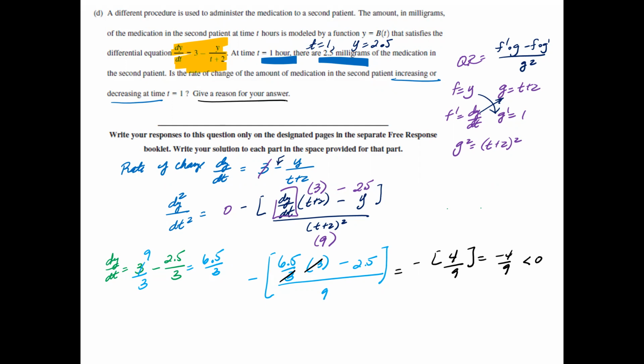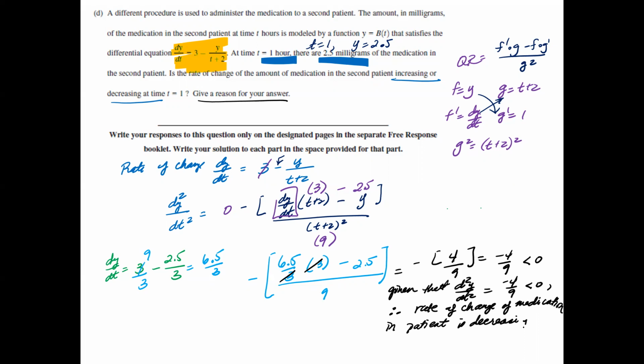Because it asks you to give a reason, what you can say is, given that d squared y over dt squared is equal to negative 4/9, which is less than 0, therefore, the rate of change of medication in the patient is decreasing at t equals 1 hour. And that is sufficient for this question.